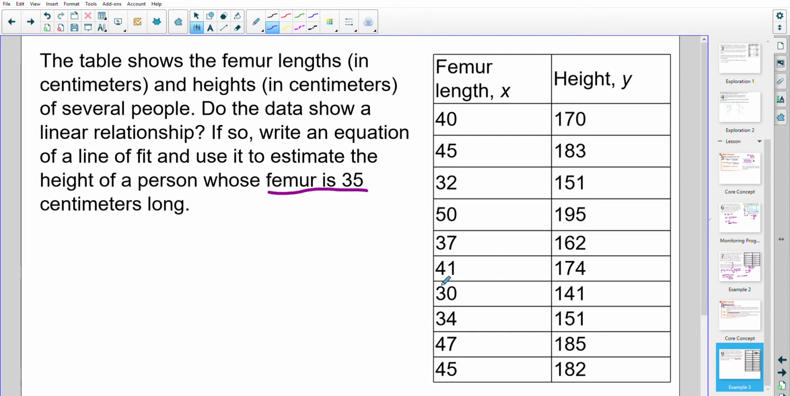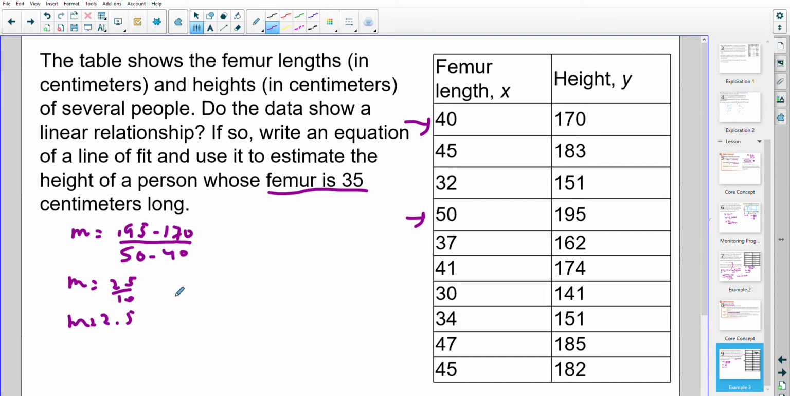Out of convenience's sake, I'm going to take this point, because 40 is easy to work with, and 50. First of all, find the slope. The slope is going to be, again, starting with the larger y and dividing it by the same order of points, so it'd be 50 minus 40. Doing so, you would see that this is going to be 25 over 10, which is the slope of 2.5.